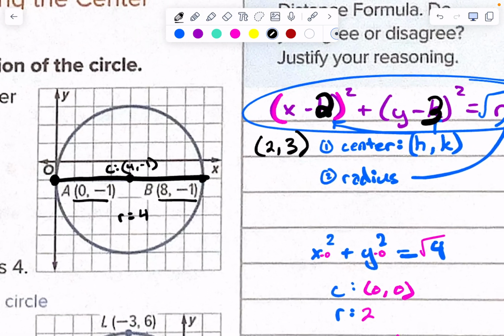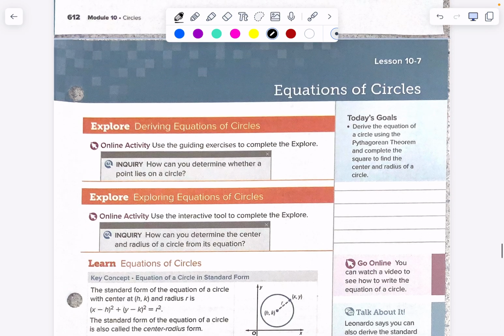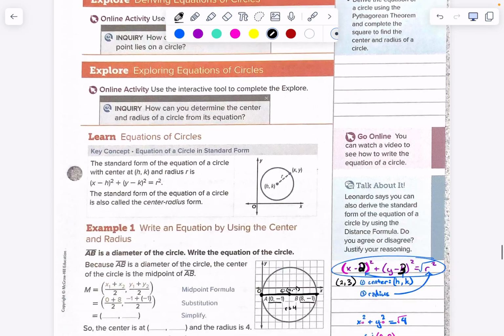Okay, Olivia, we started and then I forgot to record. So we're doing equations of circles. This is the last section of the chapter.